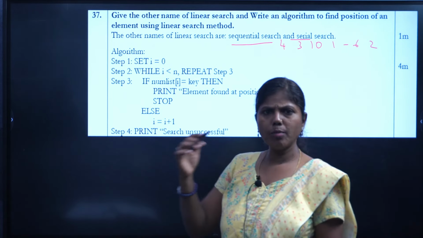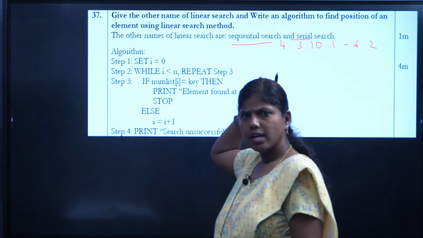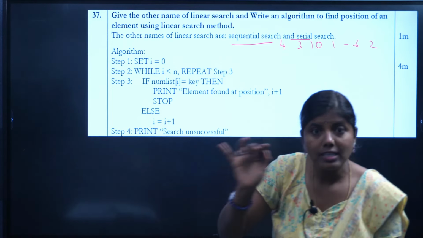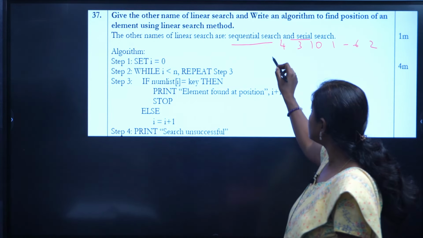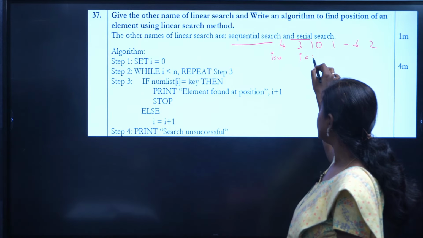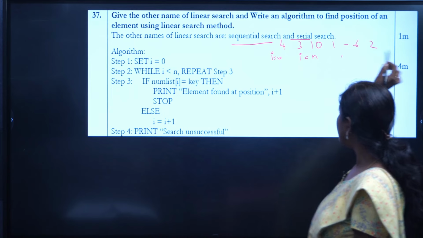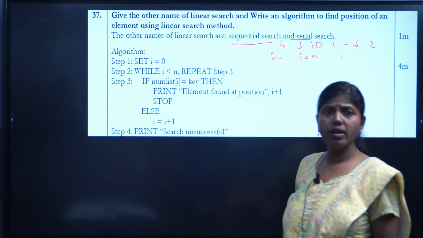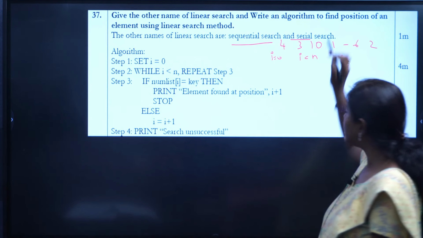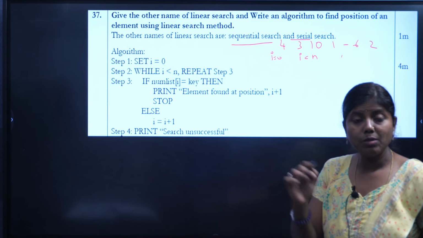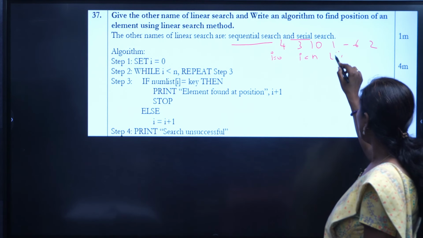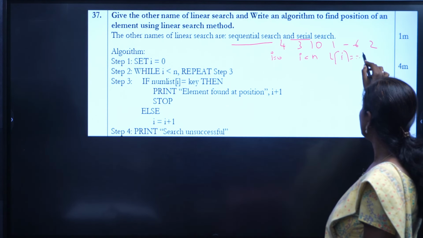So how do we do it? I'm going to start from the beginning till the end. I don't know where the element is, I just want to search from the beginning till the end. I'm going to start with i equal to 0, i less than n, and then i plus plus. What will I be doing in each step? Comparing. Is it 2? Is it 2? How will I compare? L of i equal to key.